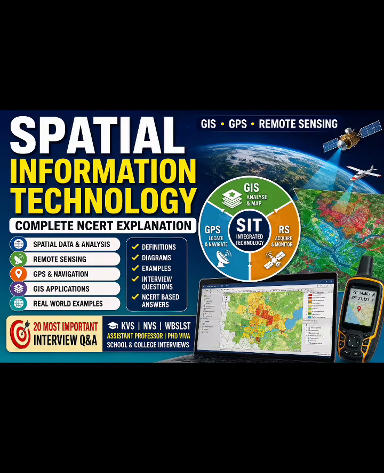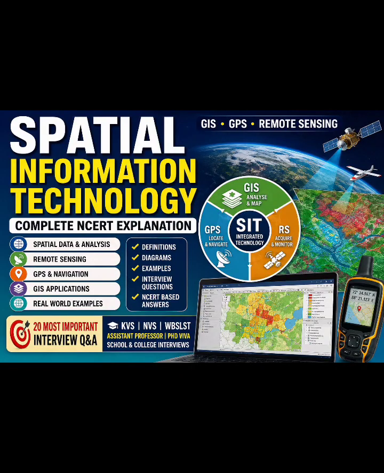With the availability of high resolution satellite data and GIS tools, spatial analysis has become faster, more reliable and evidence based. For example, during cyclone forecasting and disaster response, GIS, GPS and remote sensing are integrated to assess damage, plan rescue operations and support rehabilitation.